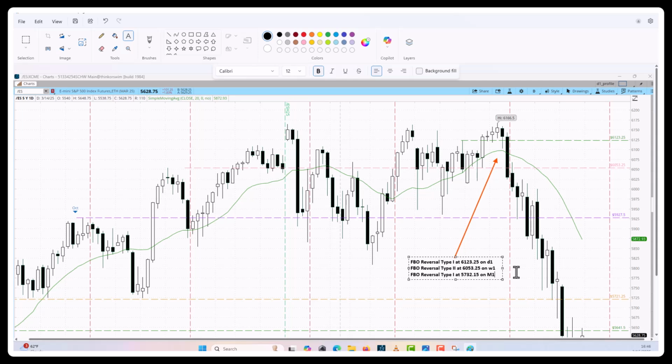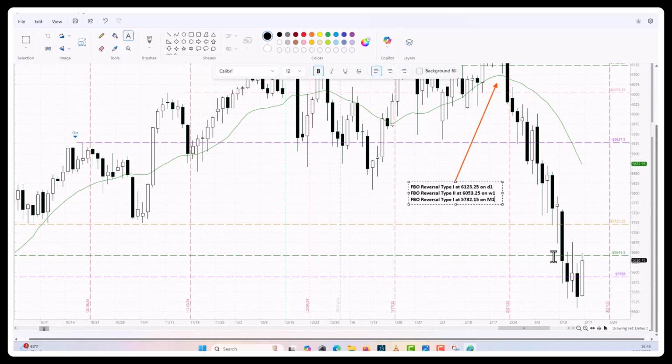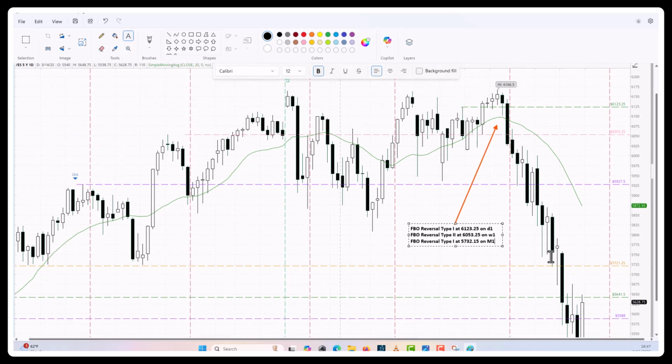So we look on the low time frame to have an entry, and then on a high time frame to see what kind of break happens to be the target right there. Alright, let's save this one.